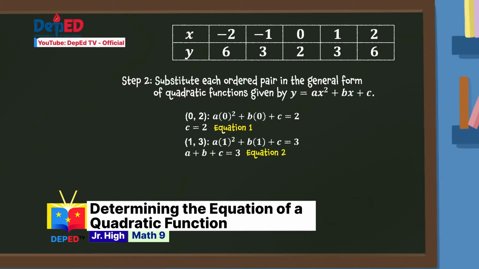The ordered pair (2, 6) implies that when x is 2, y is 6. Hence, we have the equation a times 2 squared plus b times 2 plus c equals 6. This can be simplified as 4a plus 2b plus c equals 6. Let's label this as equation 3. Hence, we have a system of linear equations in 3 variables.